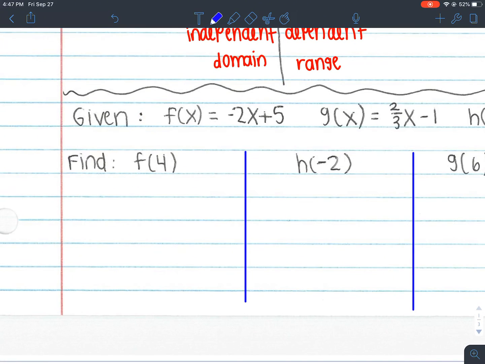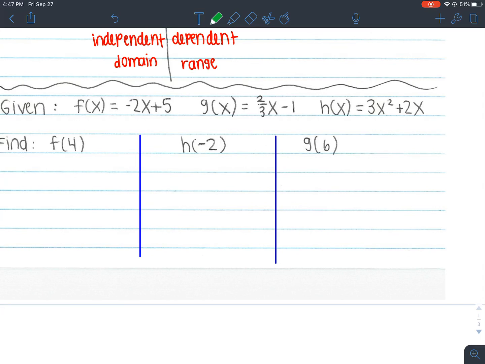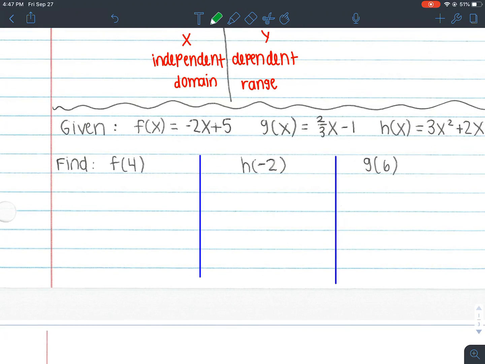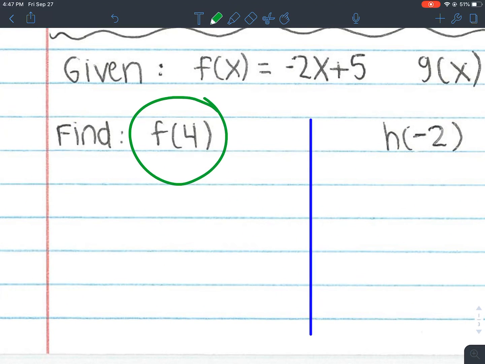Okay, so we're going to do the first problem, f of 4. Now, if you look up at the top, there are three different functions. We have f of x, g of x, and h of x. For our numbers 1, 2, and 3, it'll use a different function depending on what it's asking for. So for this first one, it says f of 4.